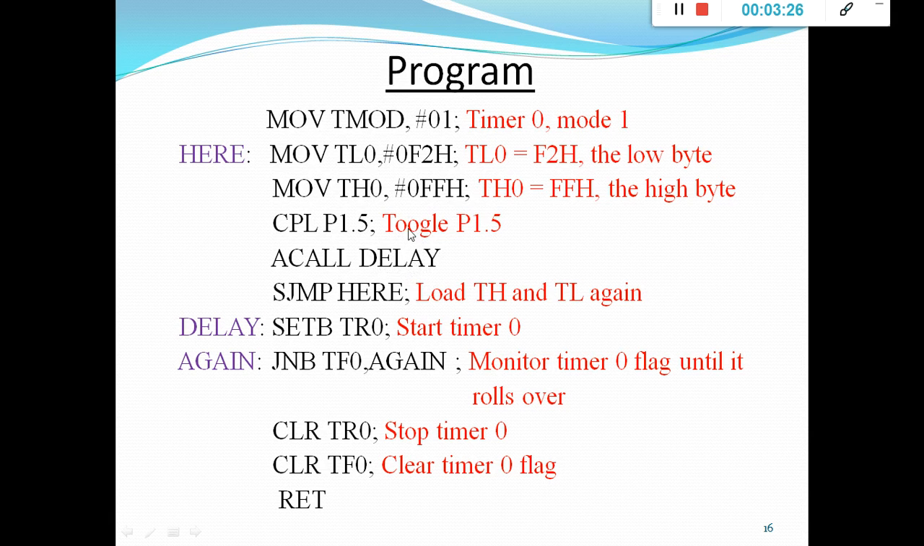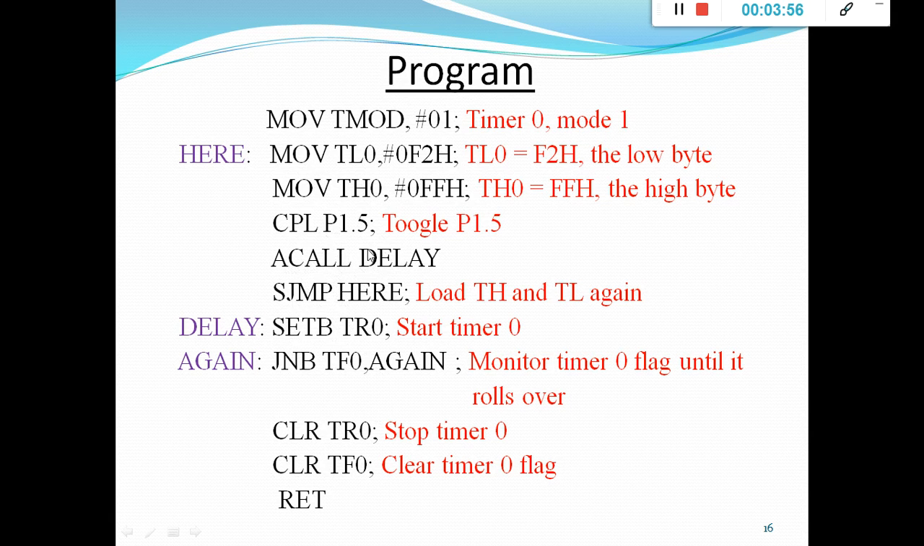For that I will give one label, say delay. You can see in the delay program: starting the timer, monitoring the TF flag, then once it rolls over, stopping the timer and clearing the timer flag. This is the program where we return in terms of a subroutine. So delay is a subroutine program, and whenever you need it, you call it in the main program. If you don't want to write a subroutine, then there is no need to write a call; directly you start the timer.